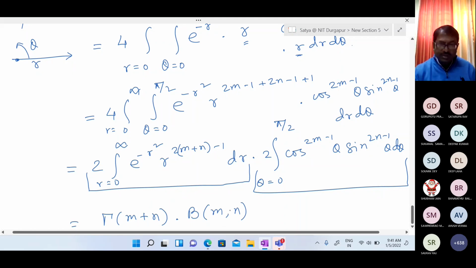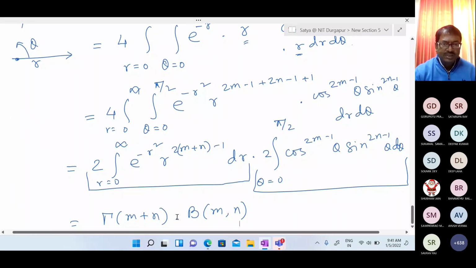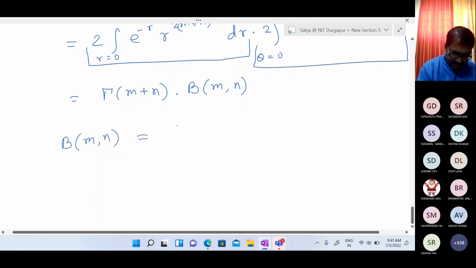So what have we proved? We started with gamma m into gamma n, and we have proved that gamma m into gamma n equals gamma m plus n into beta m comma n. So from this, considering that gamma m plus n is not equal to 0, we can take beta of m comma n equal to gamma m into gamma n over gamma m plus n. This is the final portion.